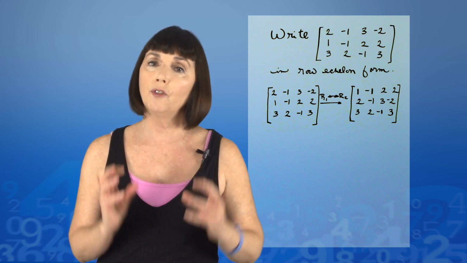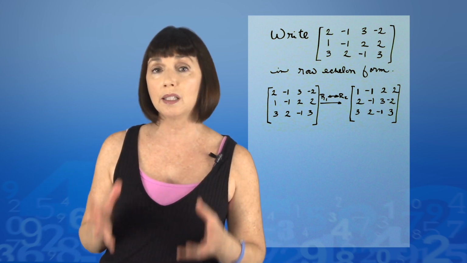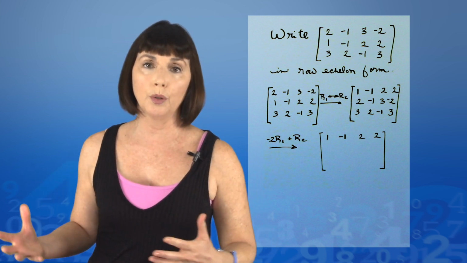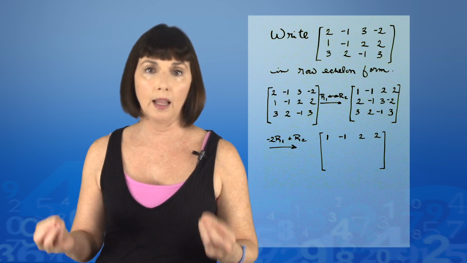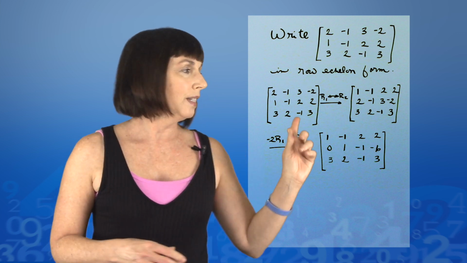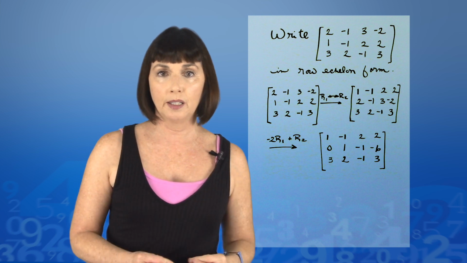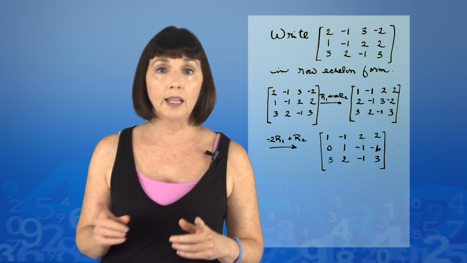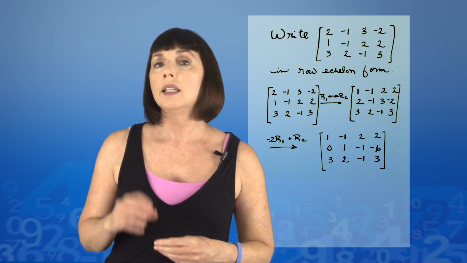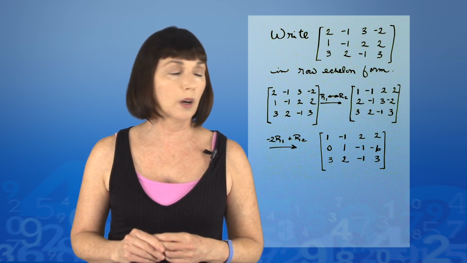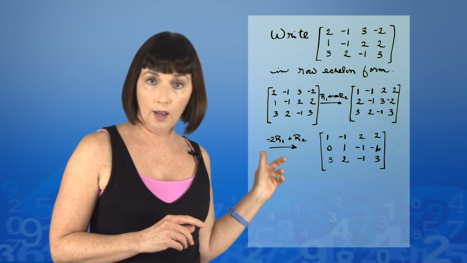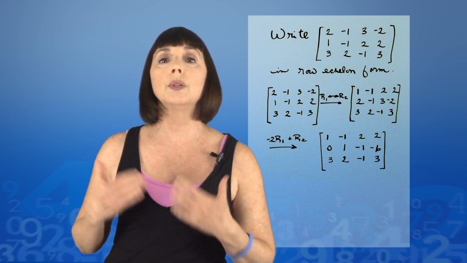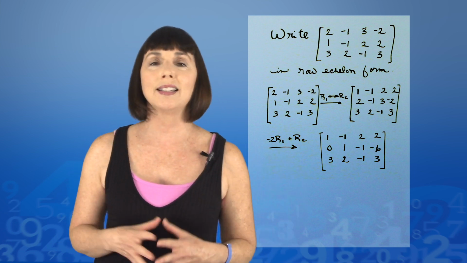Now, same principle as before. I would like that first element in row 2 to be a 0. So I'm going to take -2 times row 1 and add it to row 2. So we'll just go element by element. -2 times 1 is -2 plus 2 is 0. -2 times -1 is 2 plus -1 is 1. -2 times 2 is -4 plus 3 is -1. -2 times 2 is -4 plus -2 is -6. And the third row is unchanged.